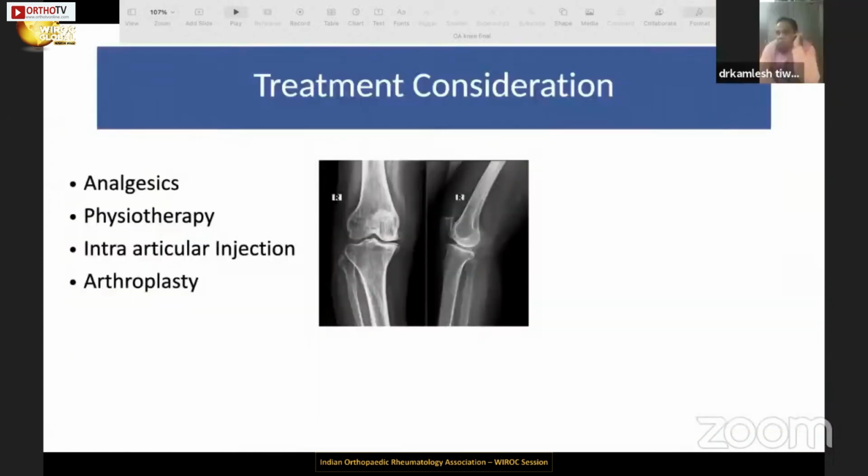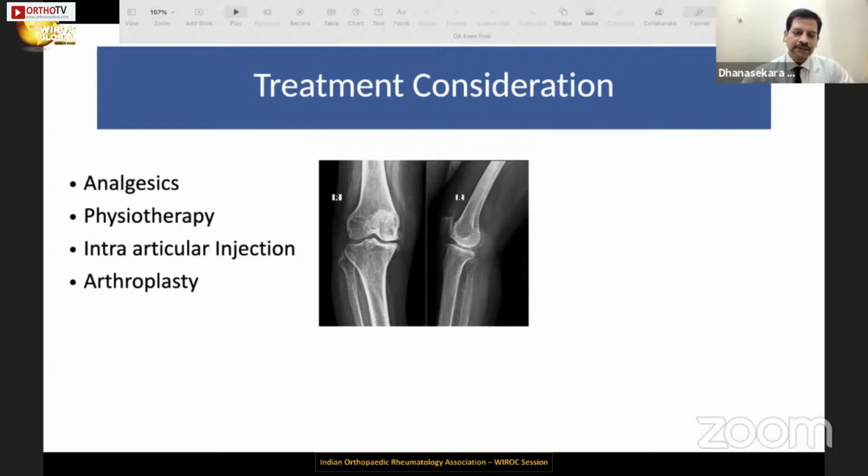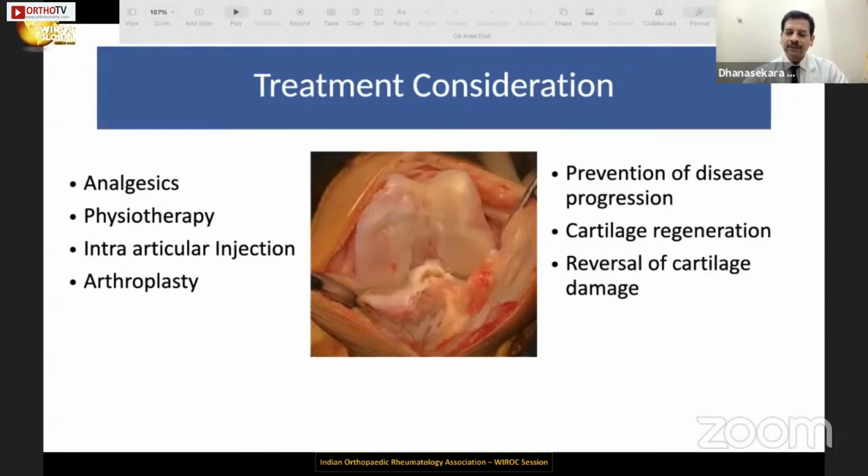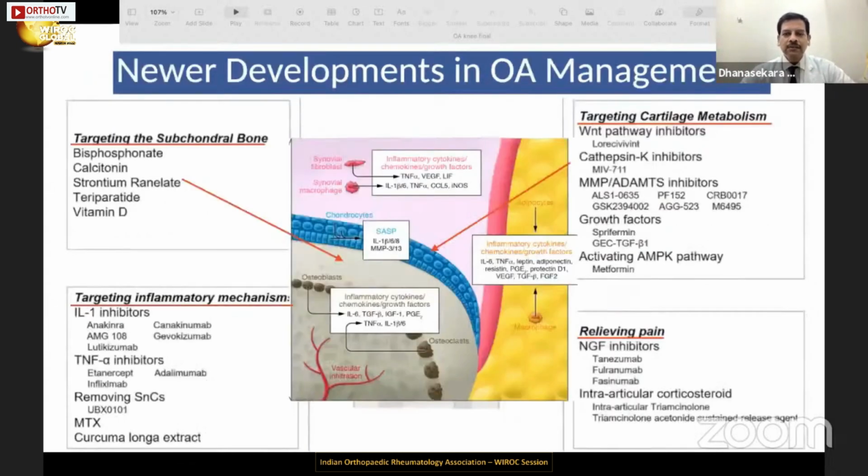So now we move away from the traditional treatment consideration, just giving analgesics, physiotherapy, intra-articular injection, which are symptomatic relief, or finally arthroplasty. We are looking at prevention of disease progression. We're trying to attack the arthritis early and prevent progression. We're trying to have cartilage regeneration and reversal of cartilage damage. So the newer developments are targeted specifically to the particular phenotype.